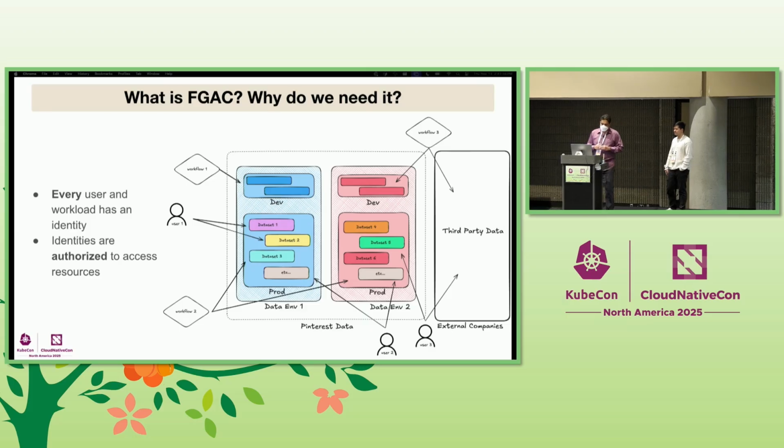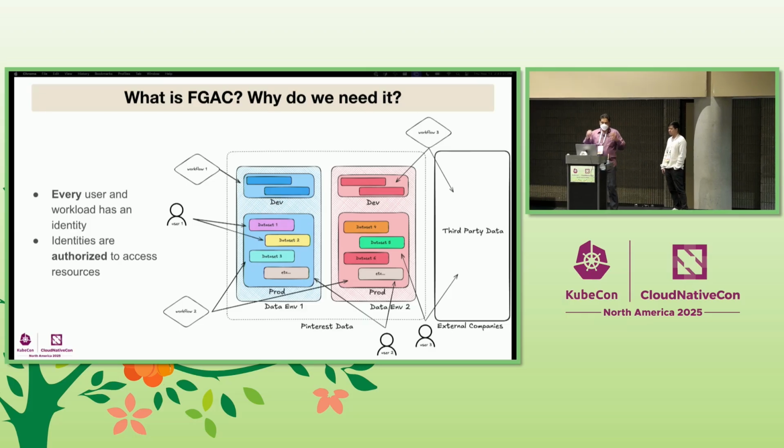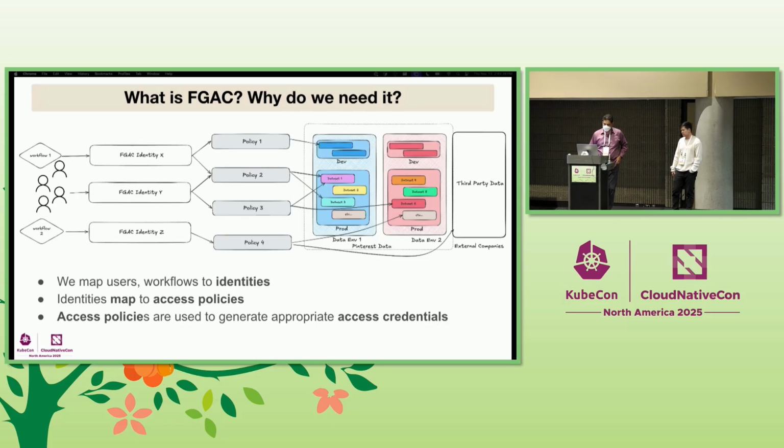So the primary concept we started off with is every user and workload would have an identity. And these identities would be authorized to access resources. Identity 1 may have access to a certain set of resources, which in our case are S3 datasets. Identity 2 may have access to a different set of resources. That's kind of the idea behind this diagram.